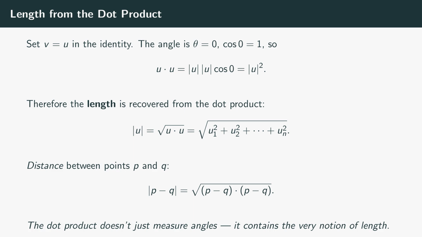Turn that around, and the length of a vector is the square root of the vector dotted with itself, which, written out in components, is exactly the square root of the sum of the squared components, our Pythagorean length from episode 1. So length isn't a separate idea bolted on, it lives inside the dot product.